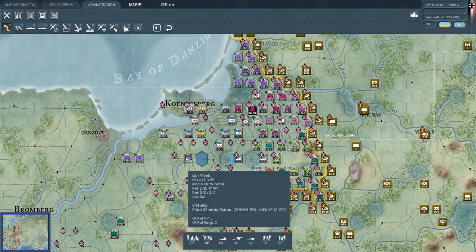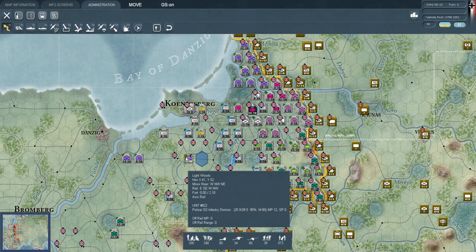Now, if you look here, when we do this, it shows you the minor river is to the west, the northwest, and the northeast. And then it also tells you what directions rail runs out of this hex: east, southeast, west, northwest. Then you see fort level. So this game has changed over the years. They used to not give you this level of detail, I don't believe, down to the hundredth of a decimal point. But this gives you the fort level.